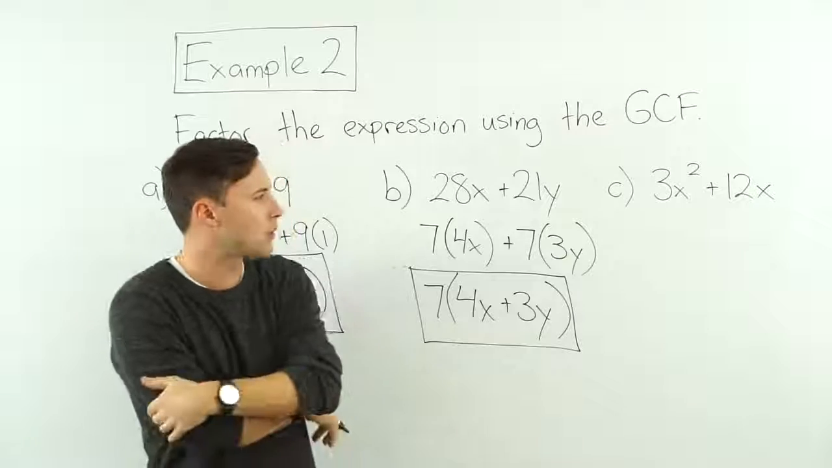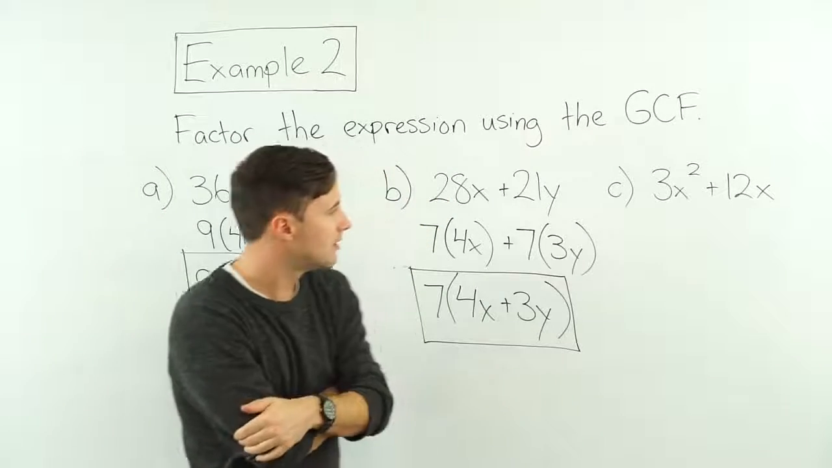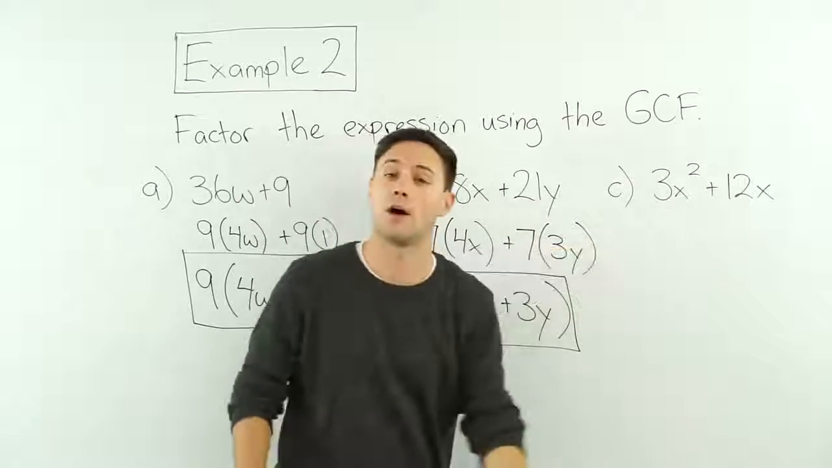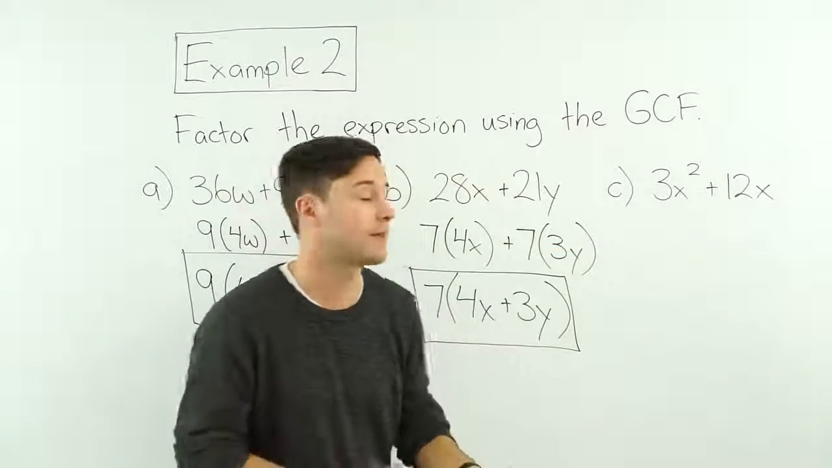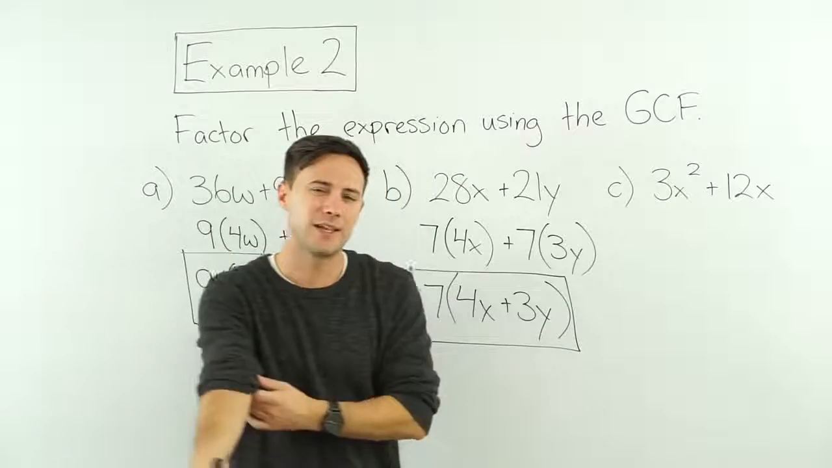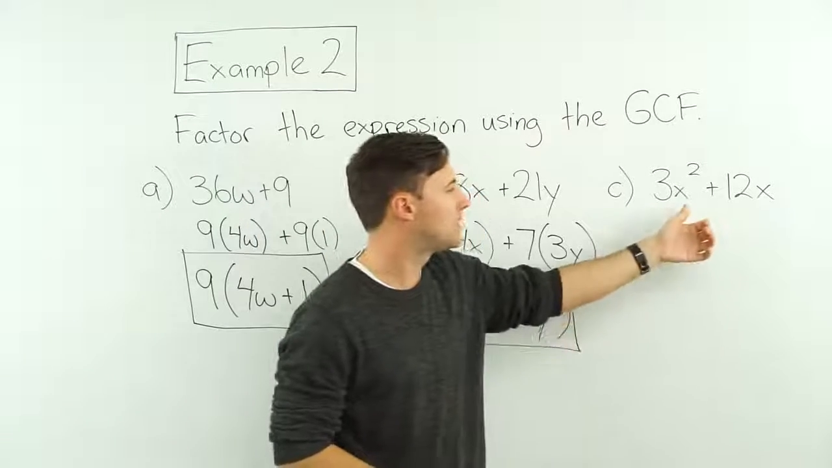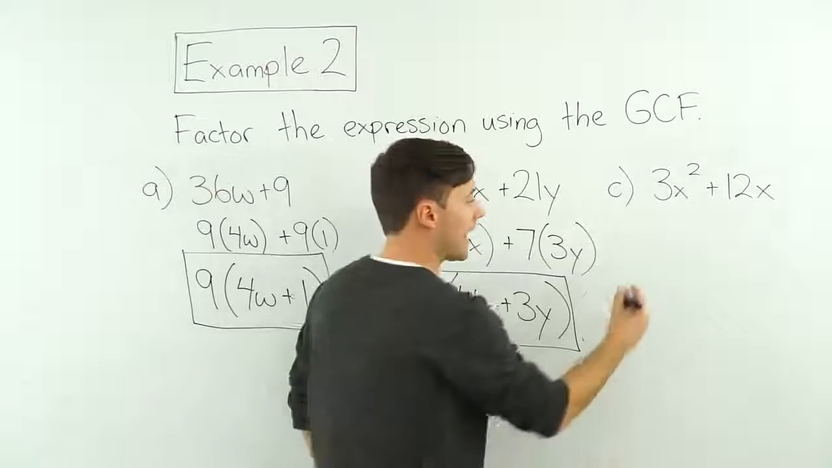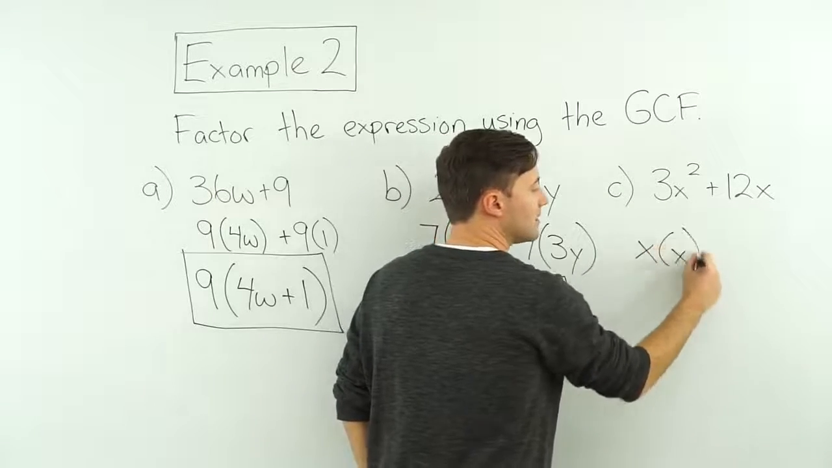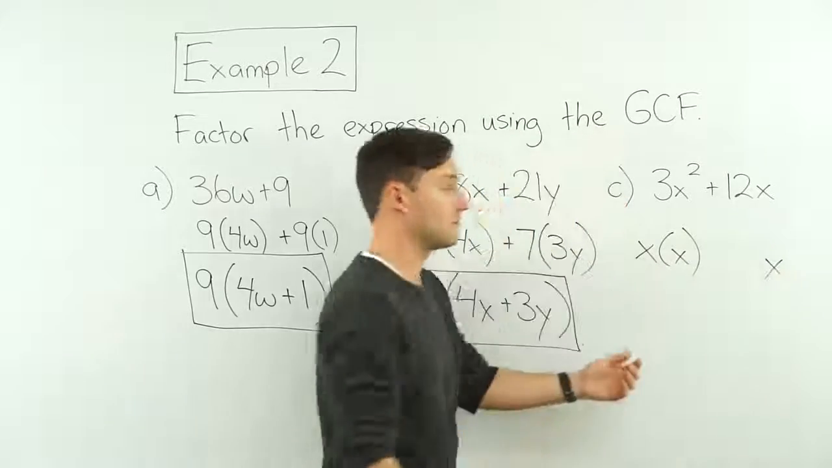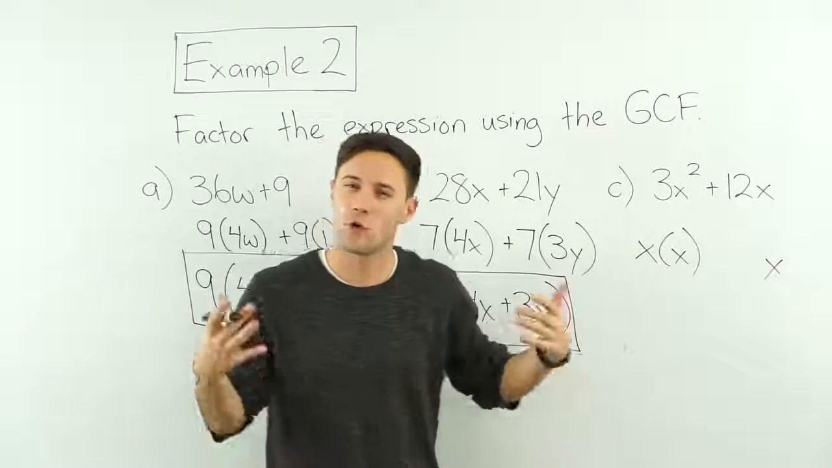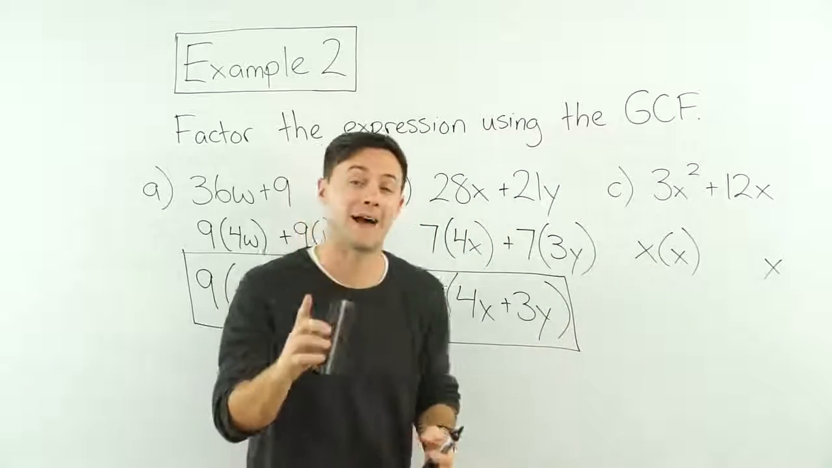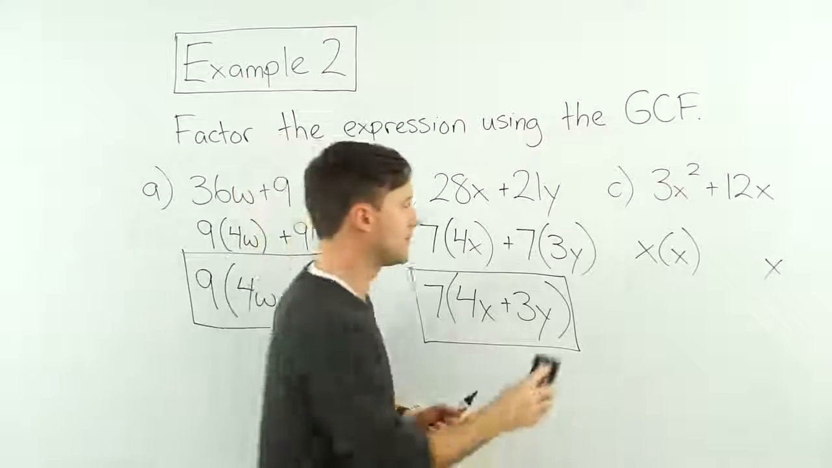So now we've got 3x squared and 12x. Well, right away, you probably say, well, the 3 and the 12, greatest common factor is 3. That's not bad. But is there a common factor between the x squared and the x? And if you think, well, what's x squared? X squared just means x times x. And then you got an x. Is there a factor in common? Of course there is. An x. So we are going to factor that out as well.